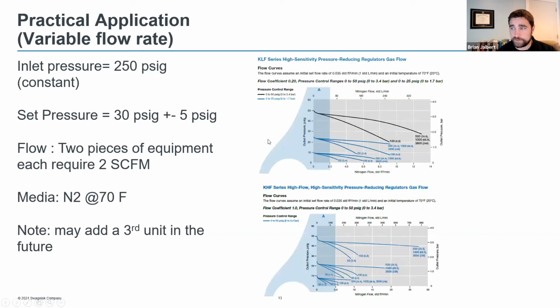I'm going to pretend like we jumped over to that technical bulletin that I showed you a moment ago. And we're going to look at a few different curves, just trying to find one that has somewhere between 2 and 4 CFM and our 30 PSI set pressure.